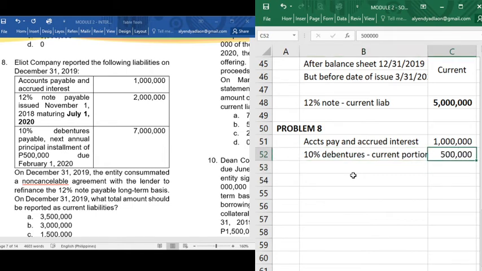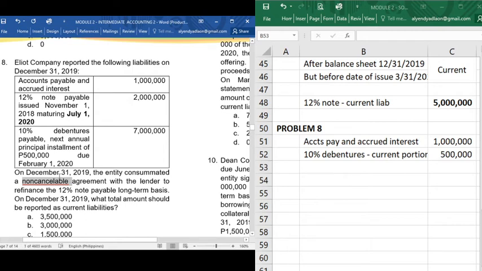That is 500,000. Okay, so let us go back to this 12% note payable. The 12% note payable is already due on July 1, 2020. That is 6 months from now. Now, let us see. Let us look at their agreement. On December 31, 2019, the entity consummated a non-cancelable agreement with the lender to refinance the 12% note payable on a long-term basis. Take note, class, they refinanced. When did they refinance? December 31, 2019.